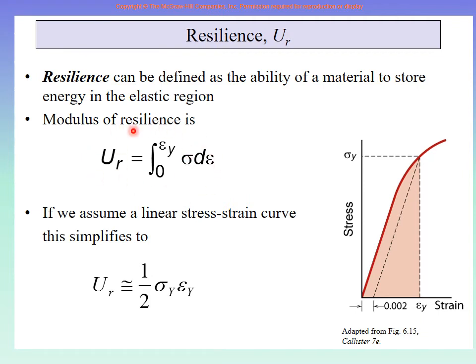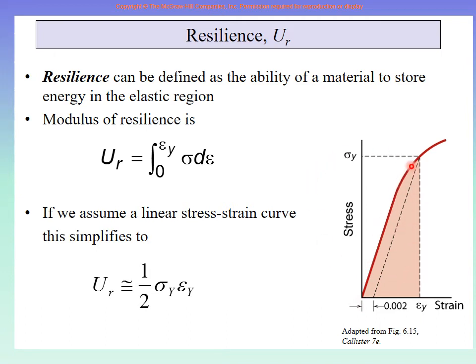Resilience of the material. Now suppose this is a straight line. I am showing a slight curve, but suppose this is the straight line. So if this is a complete straight line, then this vertical side is sigma y, this horizontal side is epsilon y, and it is a triangle. And what is the area of a triangle? Yes, you are very right, half base into height. So half epsilon y into sigma y. This is the area of the curve.